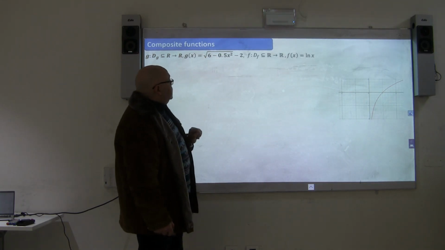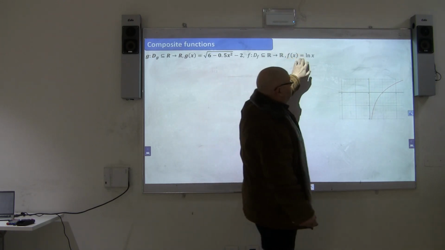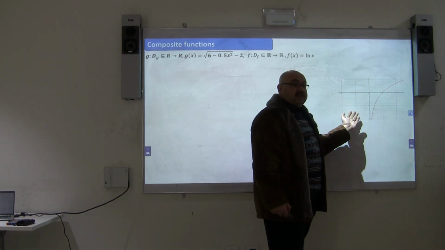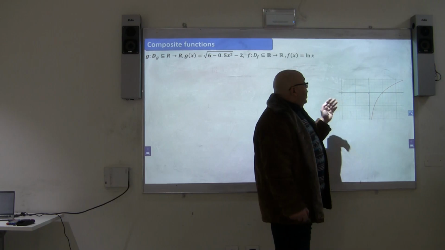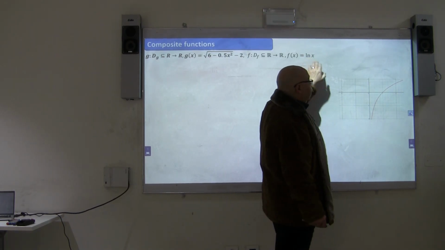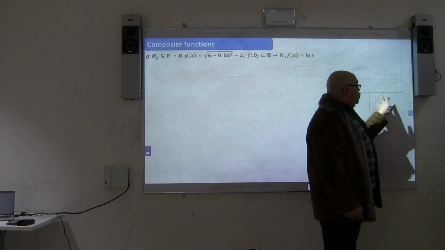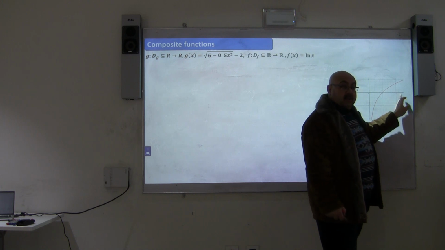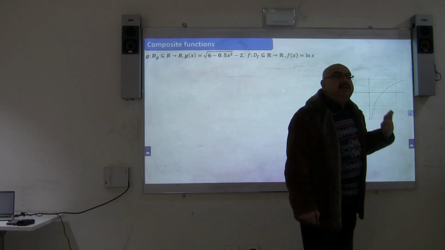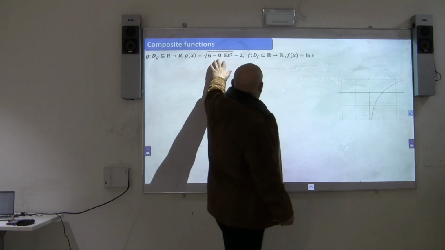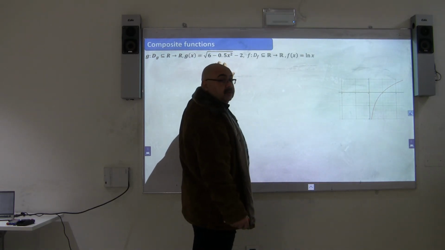And f of x is given by f of x equal to ln x. That's the shape of ln x. As you remark, for the function ln x, the domain should be on the positive side. What's the representation of this function? This guy, how to be represented?